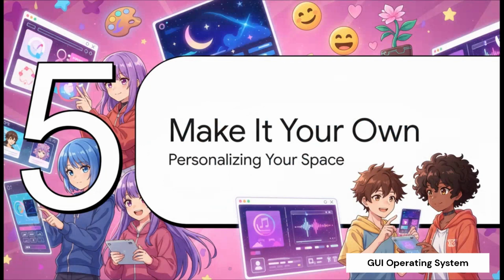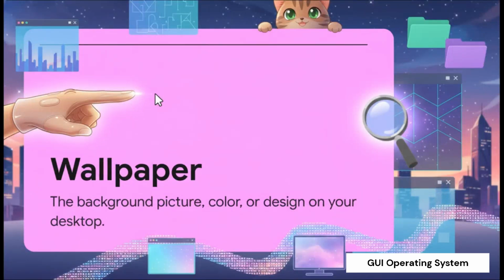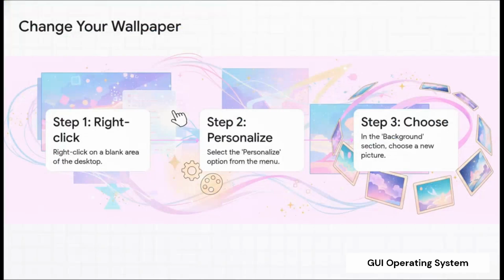All right, now that you get the basic layout of your digital world, it's time for the really fun part. Let's talk about how to stop using the default settings and really make this space your own. The first and maybe the most obvious way to personalize your computer is with the wallpaper. That's just the fancy name for the background picture that sits behind all your icons. And changing it could not be easier. Seriously, just find a blank spot on your desktop, right-click your mouse, choose Personalize, and in the Background section, you can pick any picture you want.